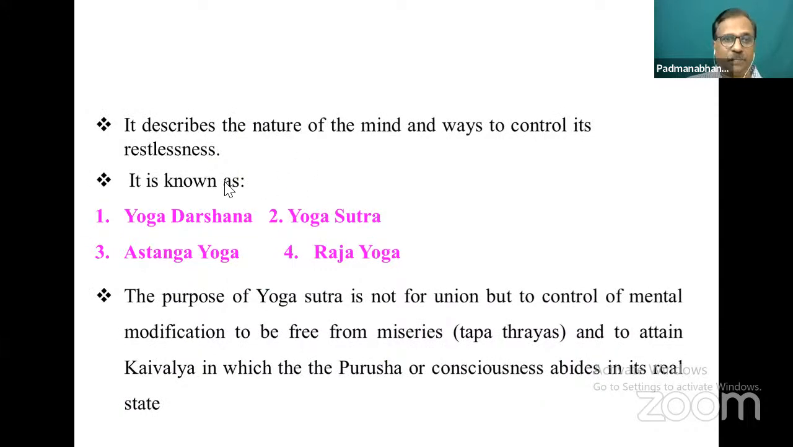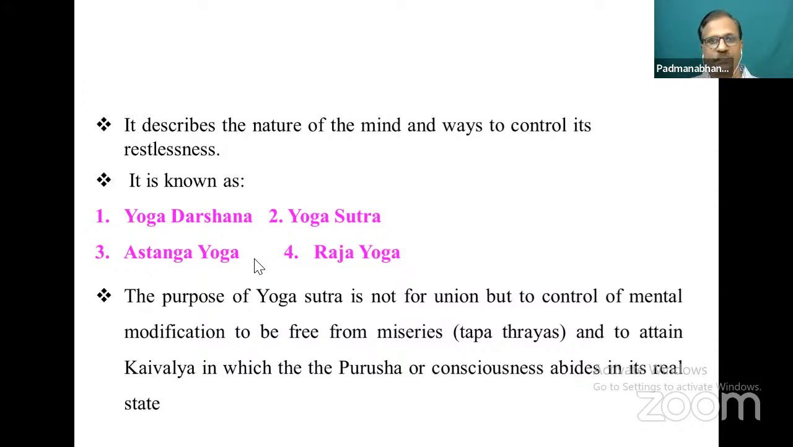Then you have to remember the other names of this Patanjali Yoga Sutra. Since it is one of the Shad Darshanas, it is Yoga Darshana. Since all the verses are written in the form of sutras, it is also called Yoga Sutra. It describes systematically the 8 limbs of yoga, so it is called Ashtanga Yoga. And since the purpose of yoga is to discipline the mind, it is called Raja Yoga.